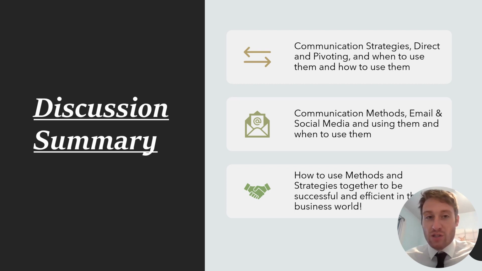Then we went over the communication methods. We said email and social media. We talked about how to use them and when to use them, right? Email is for more formal business settings, but it has its place because it's fast and everyone has access to it, right? Compared to social media, I don't have Twitter, but I do have an email. Most people have an email. So even though it's not the newest or best, as a general purpose tool to get your message out, it's great in that regard.